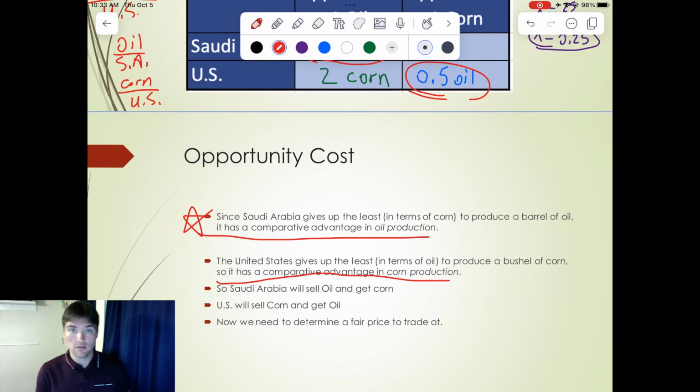So what's happening here is that because you can make it cheaper, that's the one you make, that's the one you sell. So Saudi Arabia will sell oil and get corn from the United States, because the United States will sell corn and get oil.